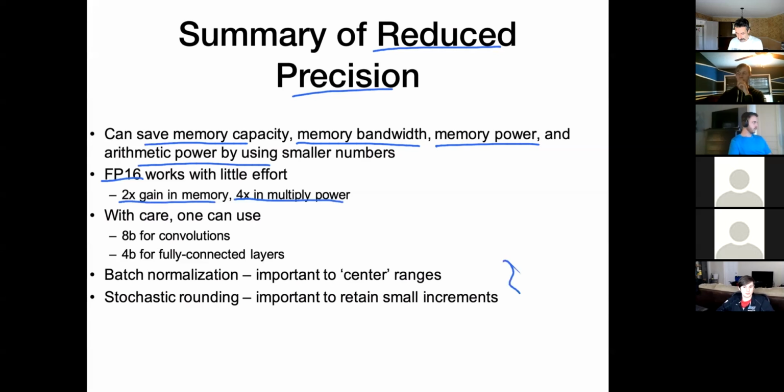And we discussed this too, right? What batch normalization does is essentially centering around the same sort of scale, so you don't treat each example differently, and also doing this stochastic rounding when it comes to training. These are the techniques that you need in order to make sure that you do things correctly, especially with a reduced precision model.